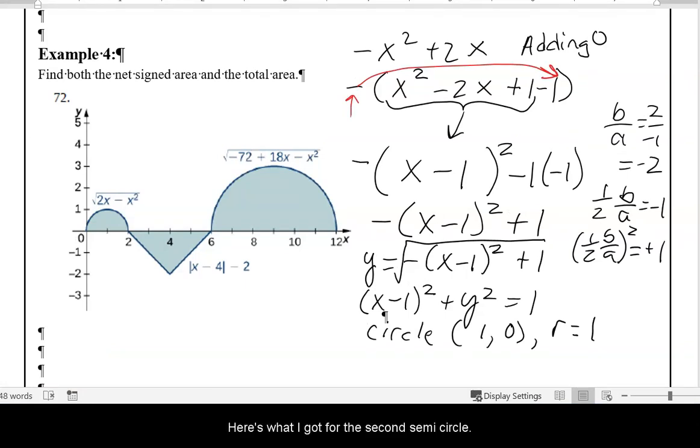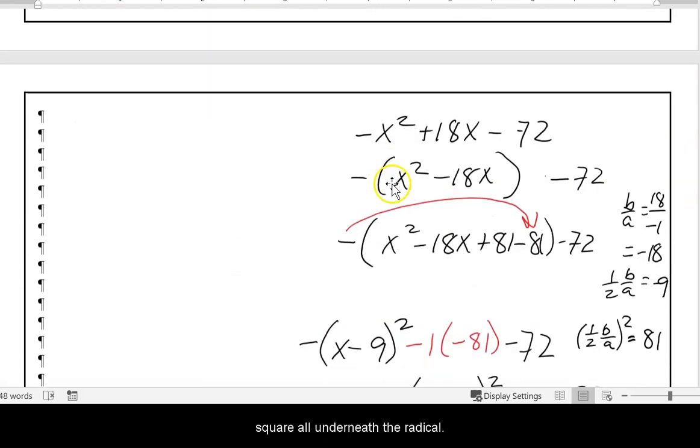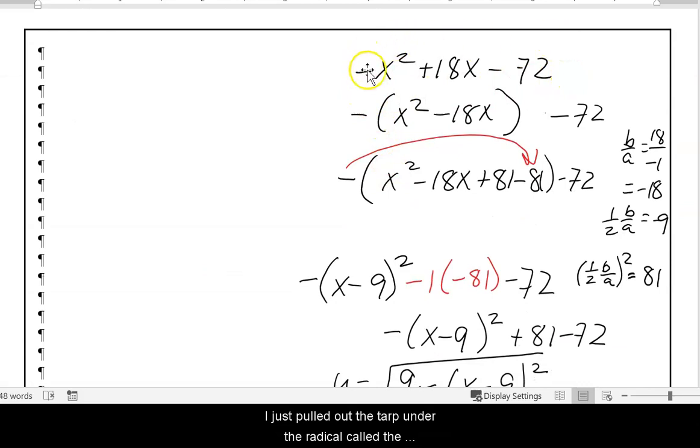Here's what I got for the second semicircle. The formula here is the square root of negative 72 plus 18x minus x squared, all underneath the radical. I just pulled out the part under the radical, called the radicand, and wrote it in descending order. Notice the negative 72 is not a part of completing the square. I compute b divided by a to find out what the new coefficient in front of the x term will be, negative 18. This forces the coefficient of x squared to be positive 1. This is what I need to complete the square.